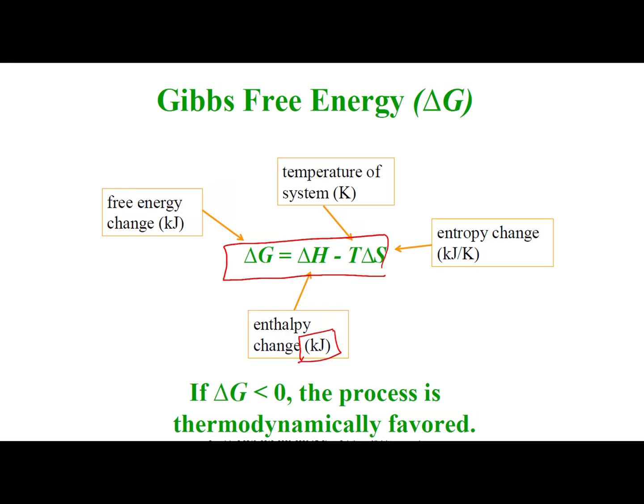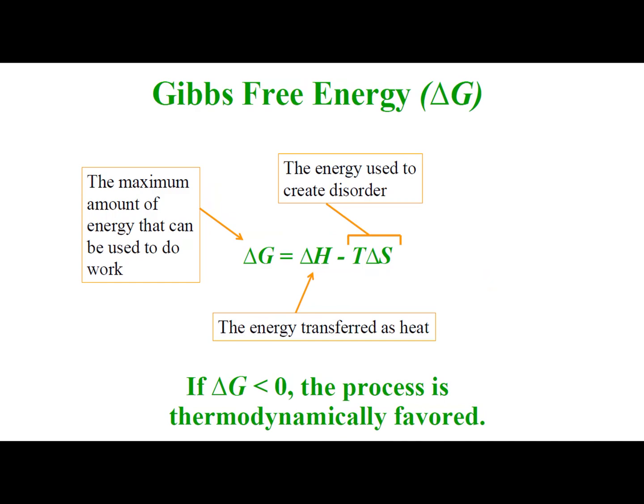Enthalpy is usually given to you in kilojoules. The entropy change is commonly given to you in joules per Kelvin. So when we do math with this, we have to remember to convert joules to kilojoules. The other thing that might happen is you might be given temperature in degrees Celsius, so it will become important to change that temperature to Kelvin before you use this equation. The units for free energy are kilojoules.